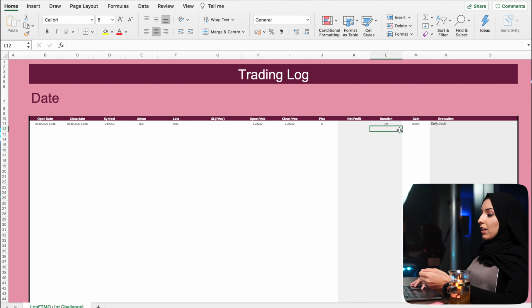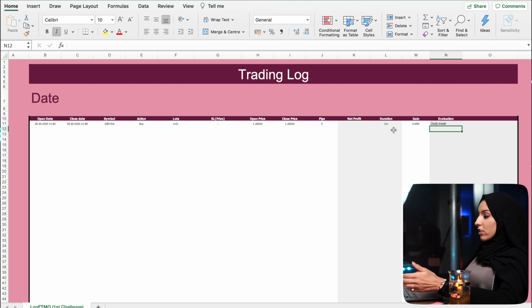And the next section is duration. How long did you actually hold this trade for? Was it 4 hours, 5 hours, 15 minutes, 30 seconds if you're a scalper? Put in how long you actually held this trade for in the duration section. And in the gain section, you want to put how much did you gain percentage-wise from this trade.